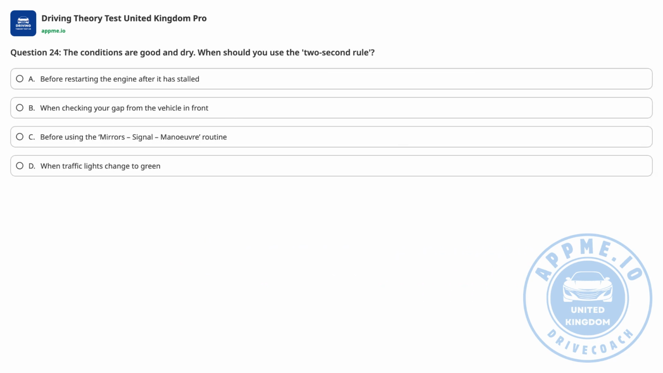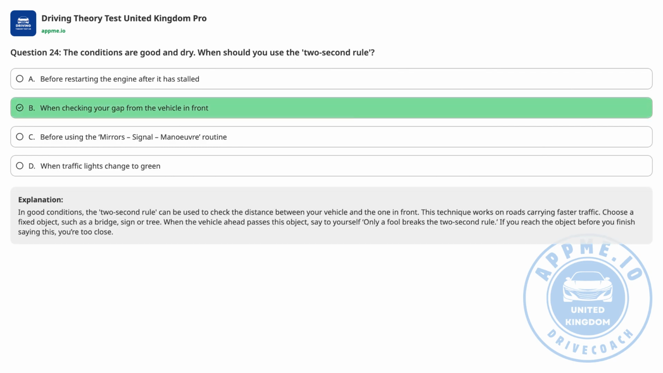Question 24. The conditions are good and dry. When should you use the 2-second rule? A. Before restarting the engine after it has stalled. B. When checking your gap from the vehicle in front. C. Before using the mirrors, signal, maneuver routine. D. When traffic lights change to green. The correct answer is B.